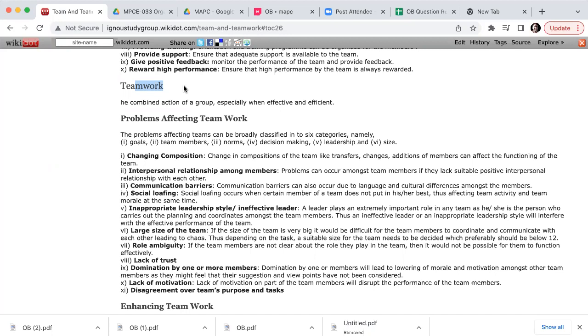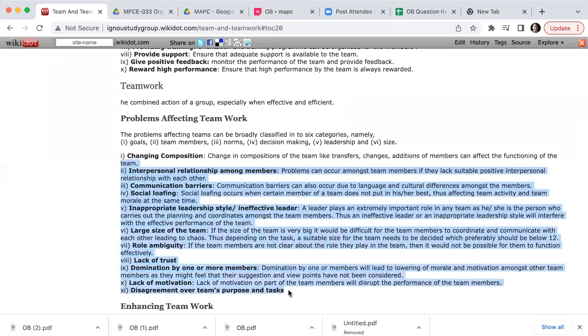5th, leadership could be an issue, or size. Maybe your size is too small to reach a particular goal, or your team is too big to handle, right? So the sizing is another aspect. Broadly, these are the 6 categories. If you go deeper, these 11 would fall under one of the above categories, right?